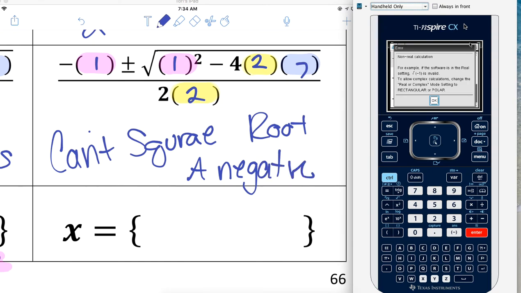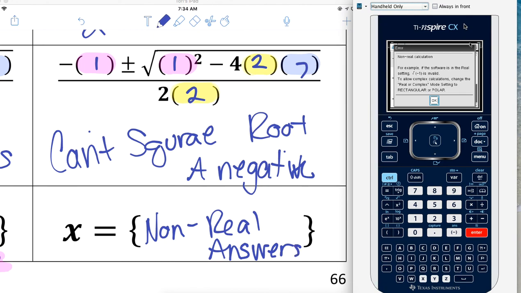So here is what we put. We are going to write non-real answers. If you put NRA on my math paper, I will just count it wrong. Do not put NRA. Write out non-real answers. NRA is like the National Rifle Association. We're not doing that, okay? Non-real answers. All right, that is the last problem.